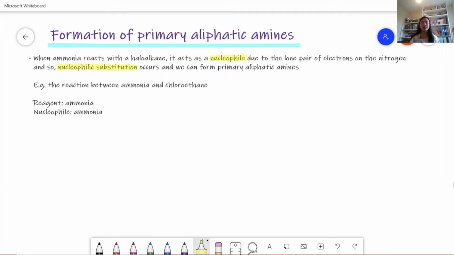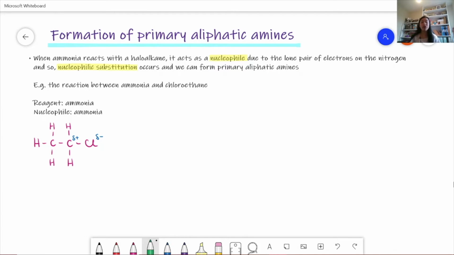The example I'm going to use is the reaction between ammonia and chloroethane. The reagent we're using is ammonia, and the nucleophile is also ammonia. So we're going to start off with chloroethane. That's going to be CH3CH2Cl. And again, remember that we have partial charges because chlorine is a lot more electronegative than carbon. So chlorine gets a partially negative charge, whereas the carbon will get a partially positive charge.